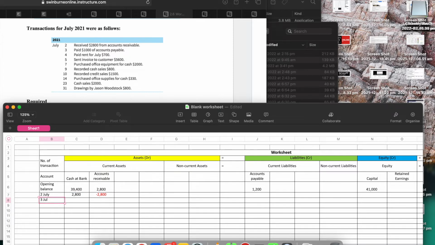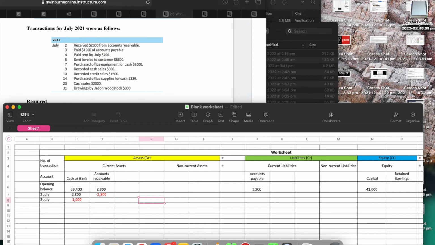Let's go to the next one. 3 July, paid $1,000 of accounts payable. So again, it's saying we've paid money. So that is money going out the door, okay? Be very clear when you read it. So money going out the door, we've got cash at bank, and we want to reduce the balance because literally think about it. If I'm paying a bill, literally I'm taking $1,000 out of my account.